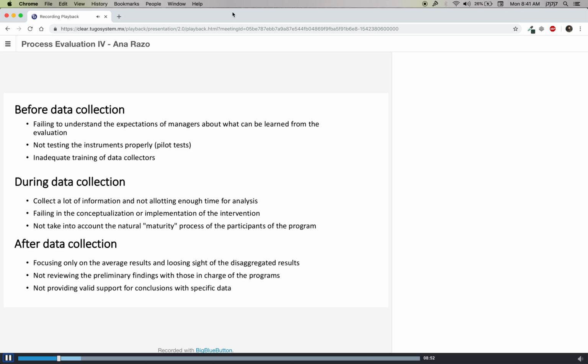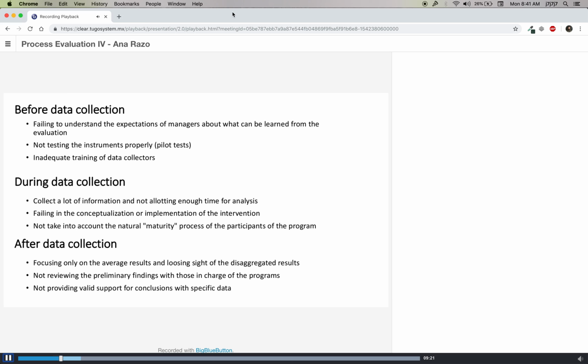So I just want you to understand that there are some things that could go wrong, and you can avoid these problems. In this recap, we said that maybe something can go wrong before, during, and after data collection. Therefore, it is very important before you start collecting data, you have to understand the expectations of the administrators regarding this evaluation.